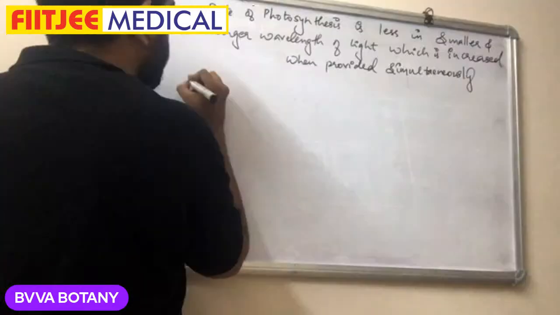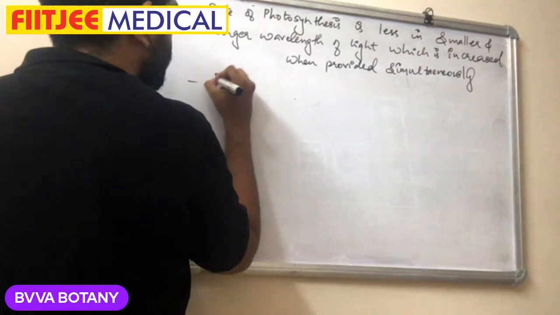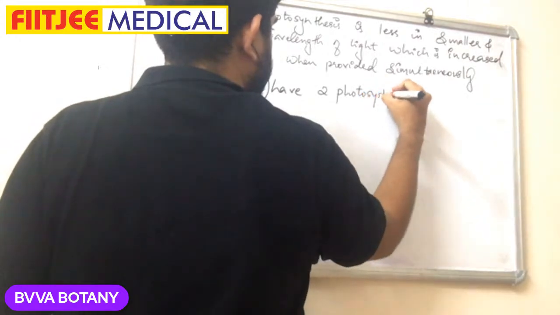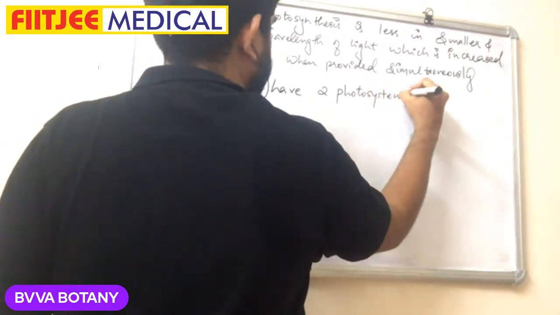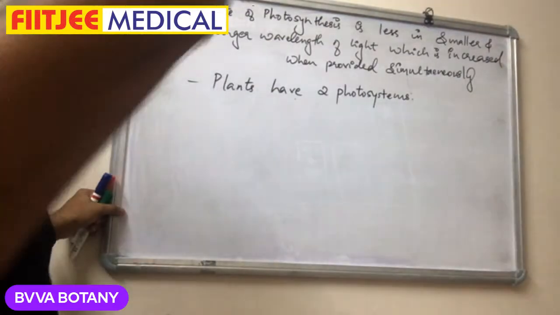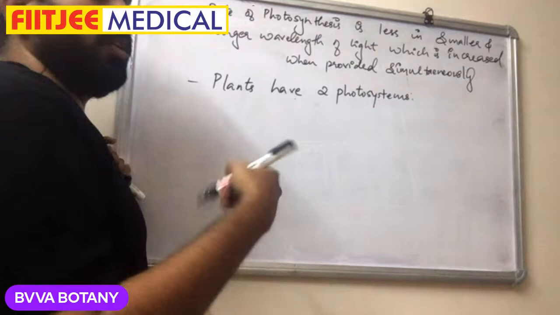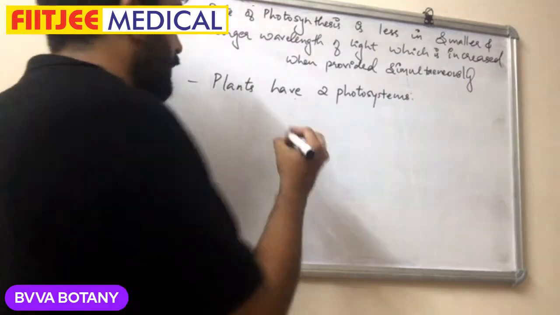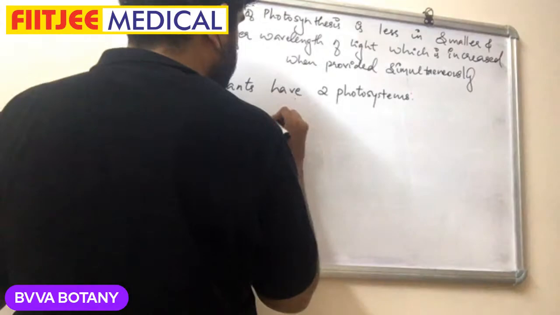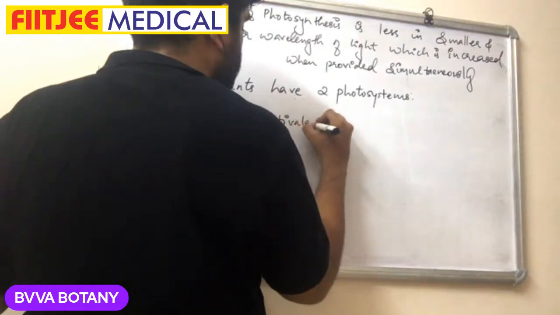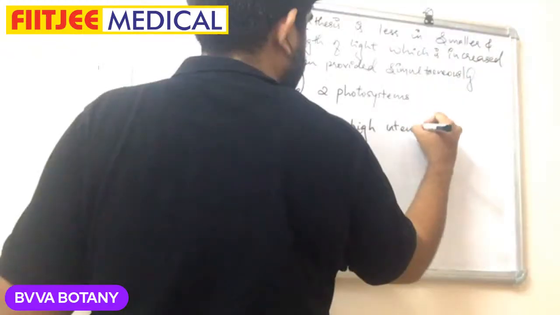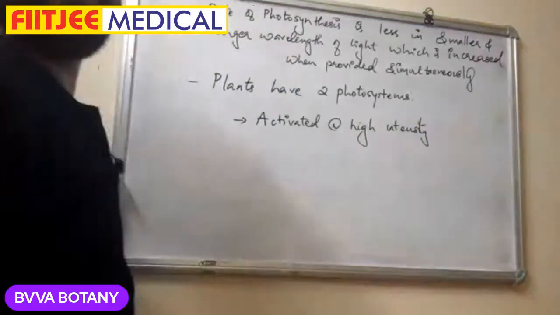Come to the next topic. Plants have two photosystems. One will be activated at low intensity of light, and another will be activated at high intensity of light. At one we call it photosystem 1.